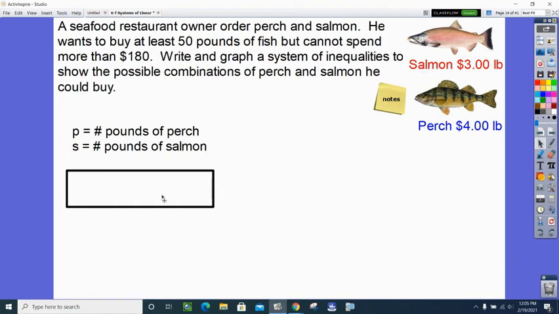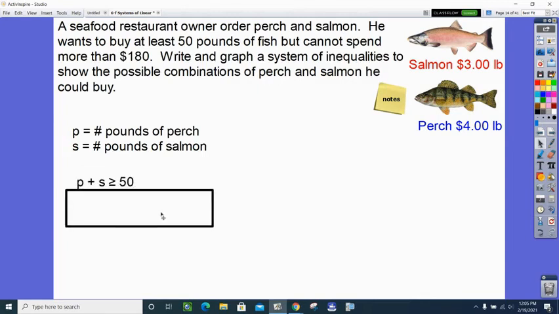So I'm going to start with, I believe, the total, which I did. So the total pounds, I have to have greater than or equal to 50. At least means 50 or more. So P plus S is going to be greater than or equal to 50. This was like our total equation when we did that packet of problems.